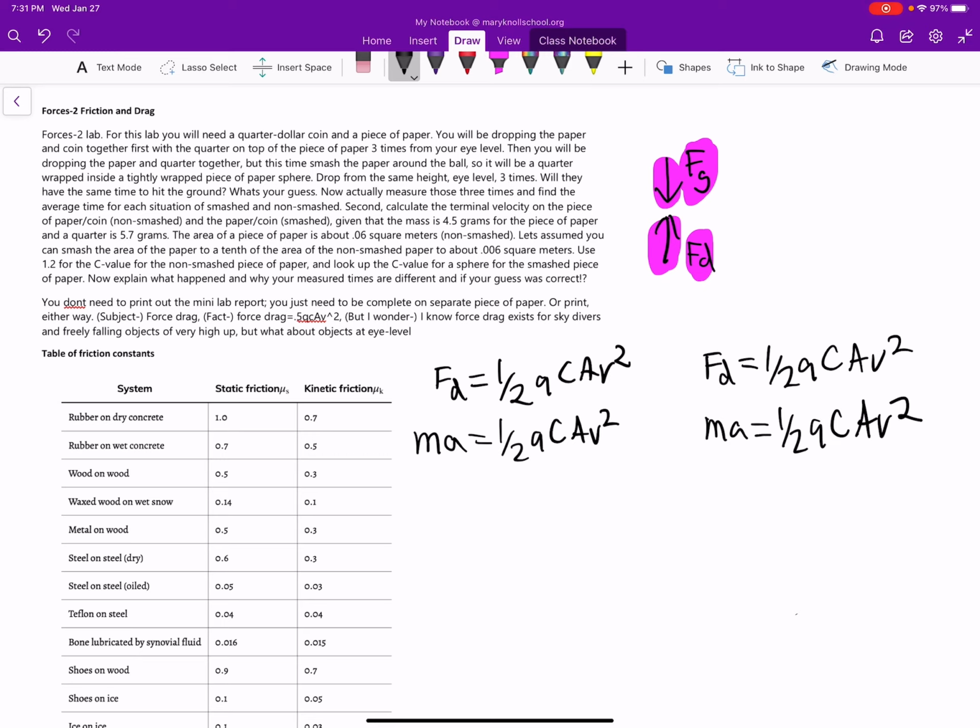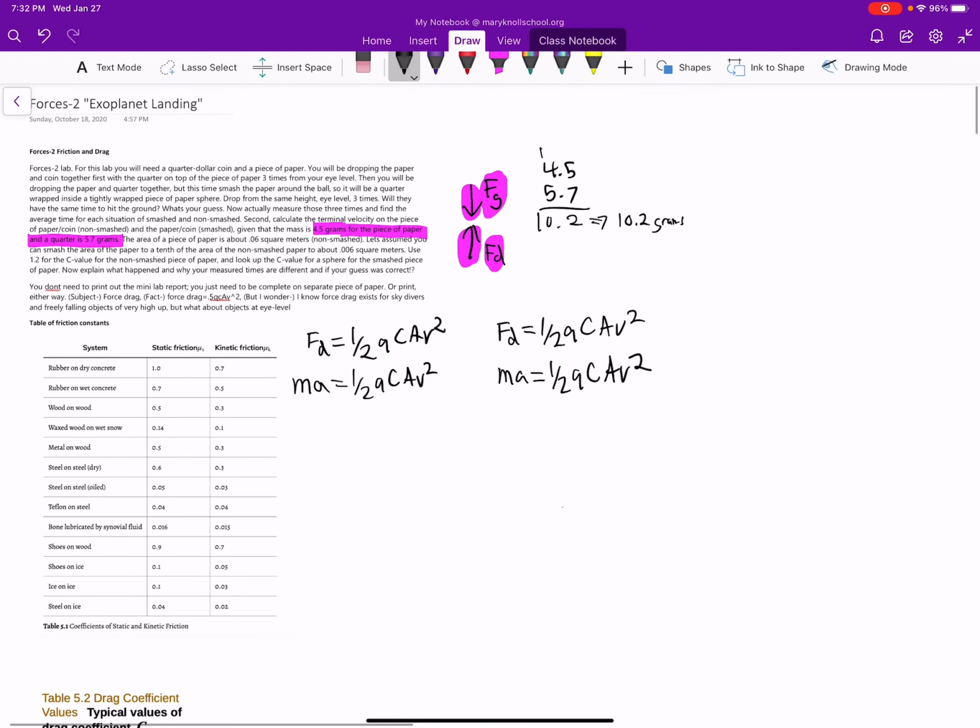Now the mass, let's look for the mass. We got 4.5 grams for the piece of paper, and the quarter is 5.7 grams. So the mass of the total object is going to be 4.5 plus 5.7. Add those two together, I get 10.2. But remember, that implies 10.2 grams, not 10.2 kilograms, right? So let's go ahead and make that unit conversion right now before we forget.